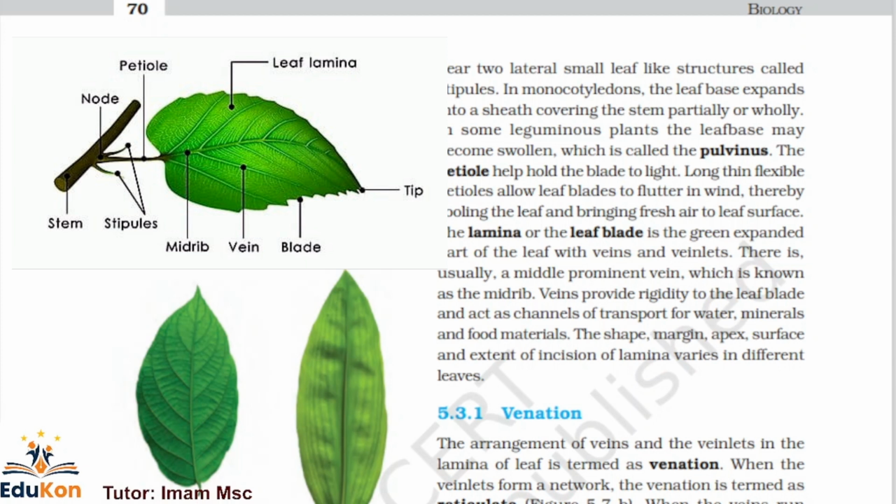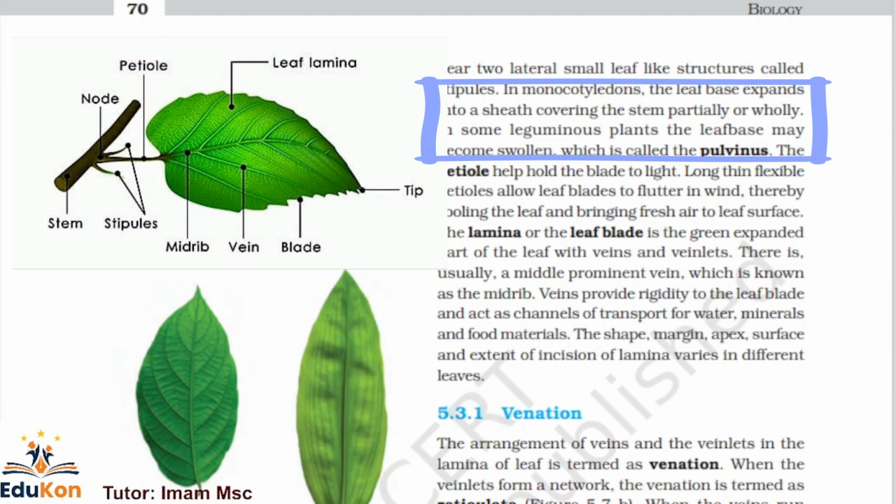In monocotyledons, the leaf base expands into a sheath covering the stem partially or wholly. In some leguminous plants, the leaf base may become swollen, meaning become larger in size, which is called pulvinus. Pulvinus is a swollen leaf base. The petiole helps hold the blade to light. Long, thin, flexible petioles allow leaf blades to flutter in the wind, thereby cooling the leaf and bringing fresh air to leaf surface.